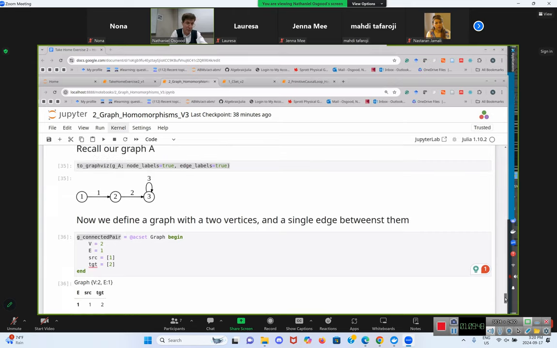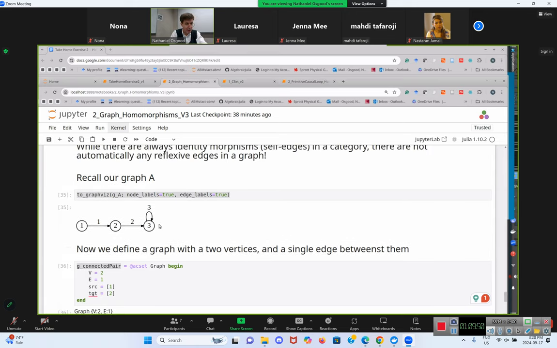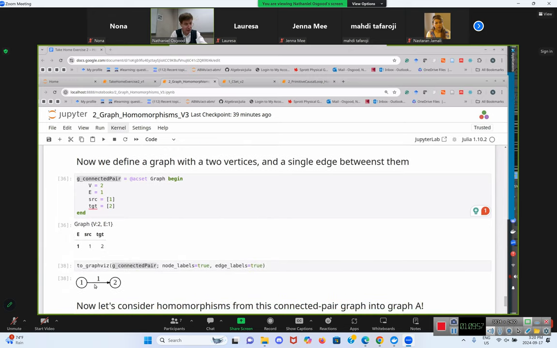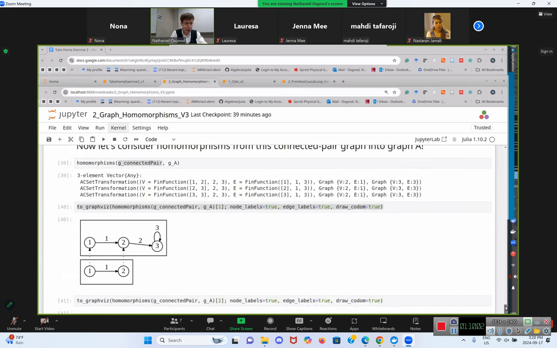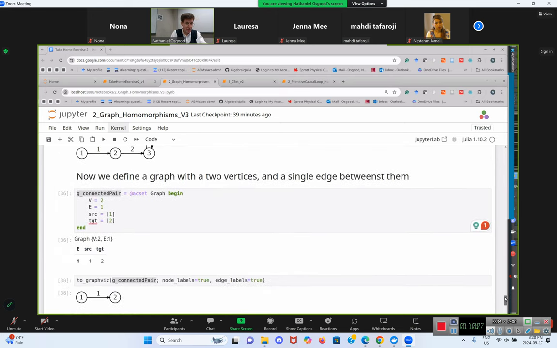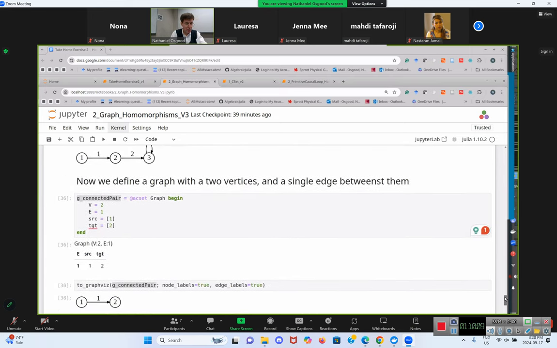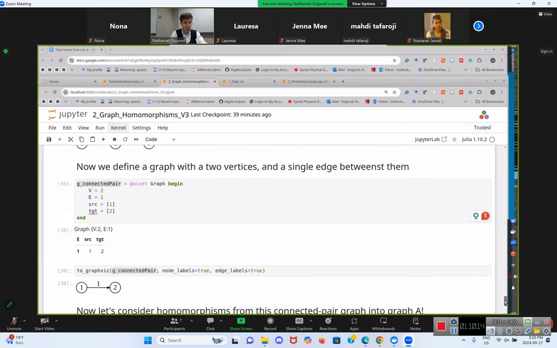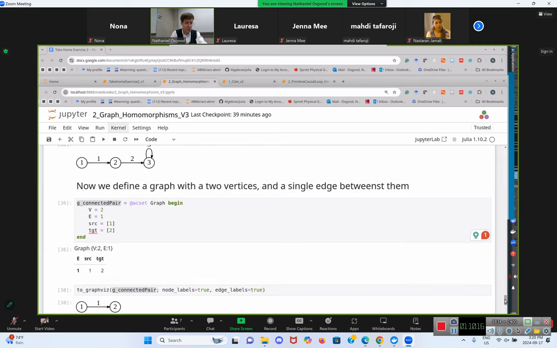So what I'm going to do to just drive this point home, and I want to make sure everyone is comfortable with it, is we're going to have one graph like this. You can see it here. We're going to have one graph like this, the connected pair. And we're going to ask about homomorphisms between them. You tell me, what are some homomorphisms between these? Can you give me some homomorphisms from this graph mapping into this one?